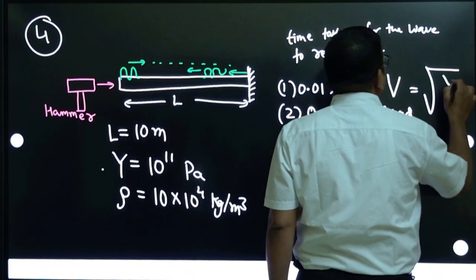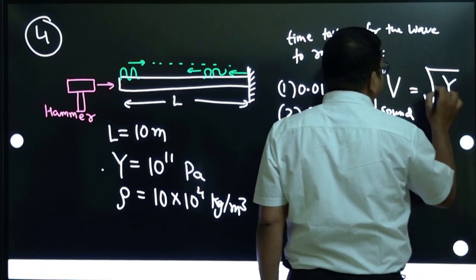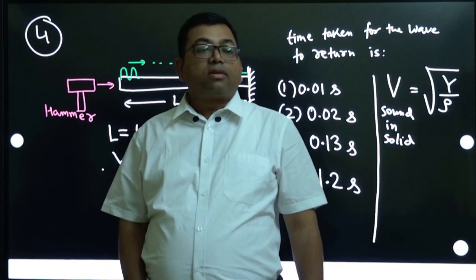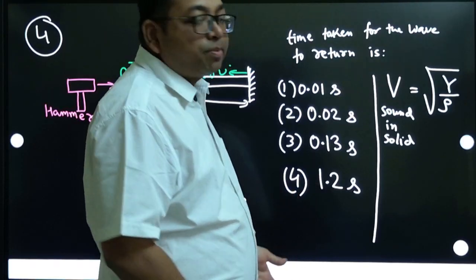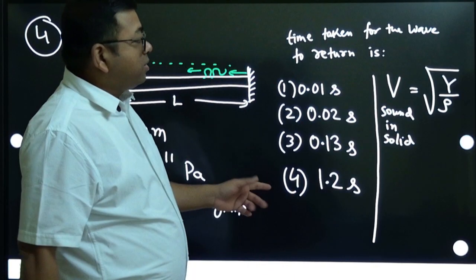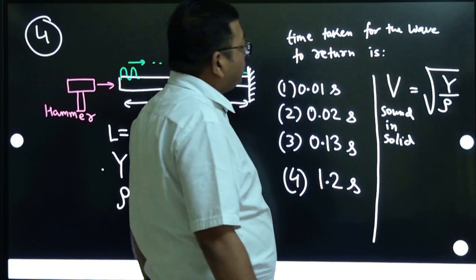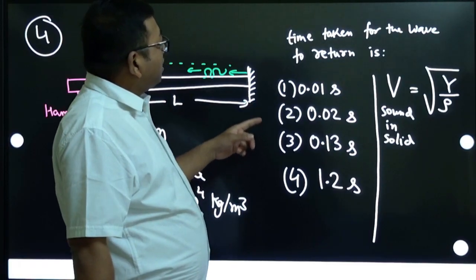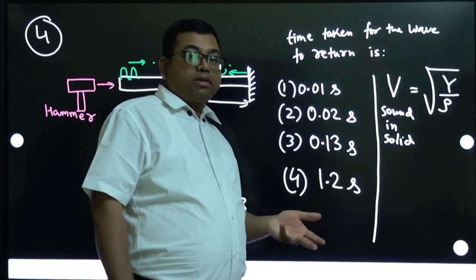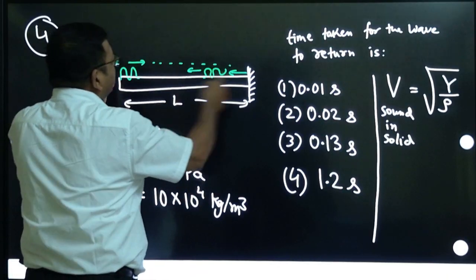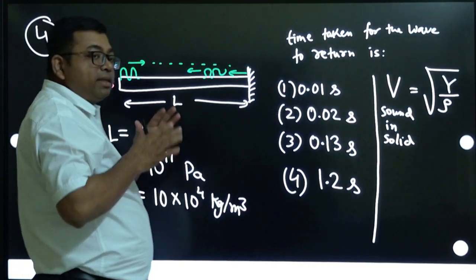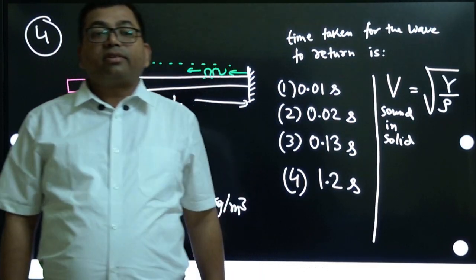Root under Young's modulus by density. In liquid, the same Young's modulus becomes bulk modulus. Bulk modulus is gamma times pressure. That's all. So here Young's modulus in solid. So use this. Once you calculate the speed, then time is equal to distance by speed, and distance you have to take this and this. That means 10 meter, 10 meter, 20 meter is distance you have to take, right?